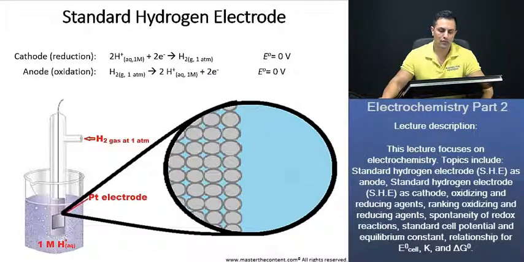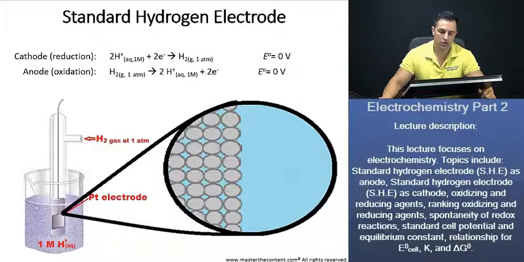Wonderful. Now let's take a deeper look into the workings of the standard hydrogen electrode. We see here that hydrogen gas at 1 atmosphere is going to be bubbled through a 1 molar hydrogen ion solution, as we see here. There's also this piece right here, and that's going to be your platinum electrode.